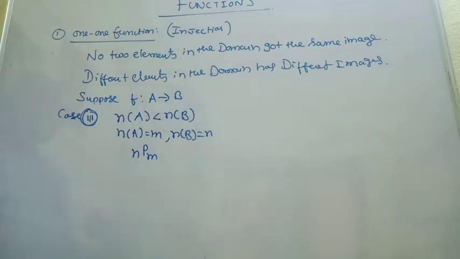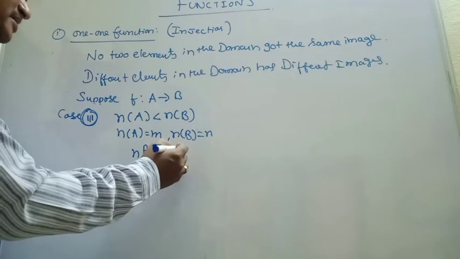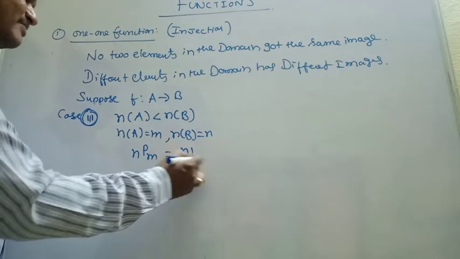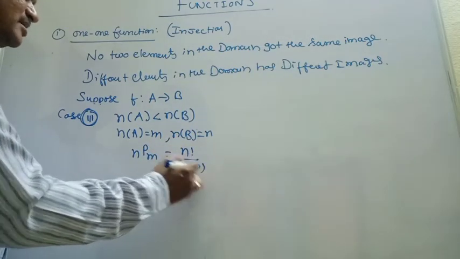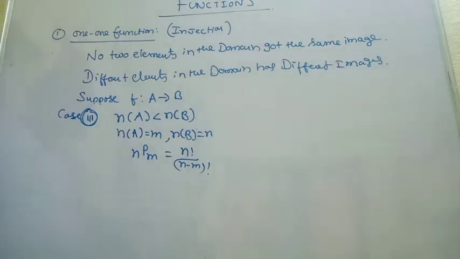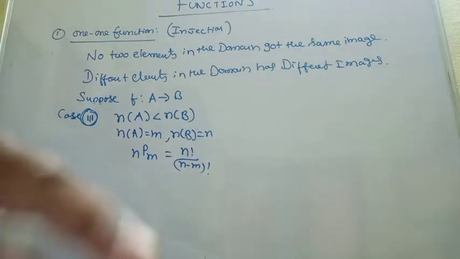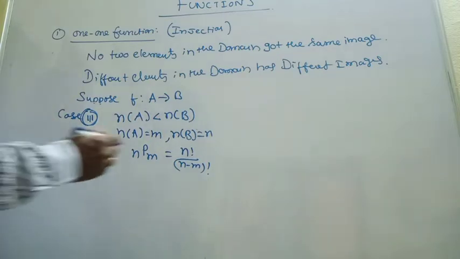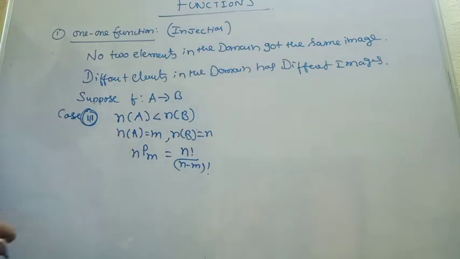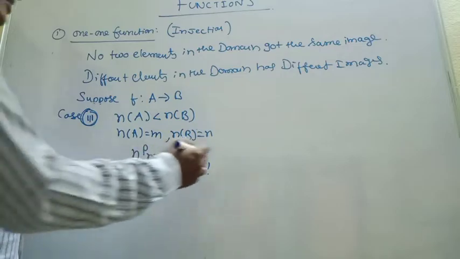See here, this is what we have, nPm. nPm actually means n factorial by (n minus m) factorial.